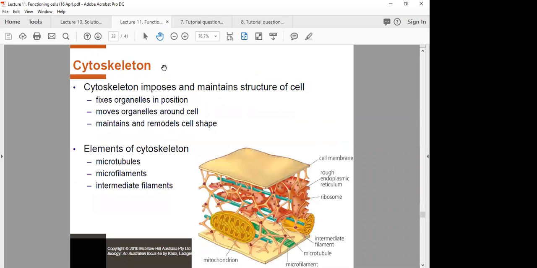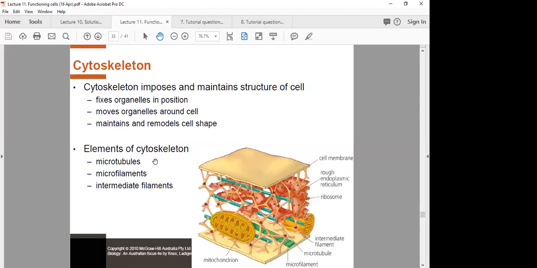All right, now let's look briefly at the skeleton within the cell, which is called the cytoskeleton. The cytoskeleton imposes and maintains the structure of the cell. It actually does a lot of things. It fixes organelles, it moves organelles, it maintains and remodels cell shape, it allows some cells to move. The cytoskeleton is crucial for the process of cell division and so on.